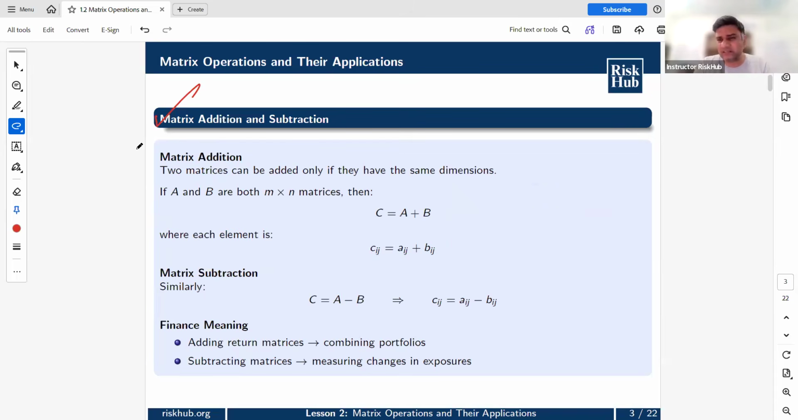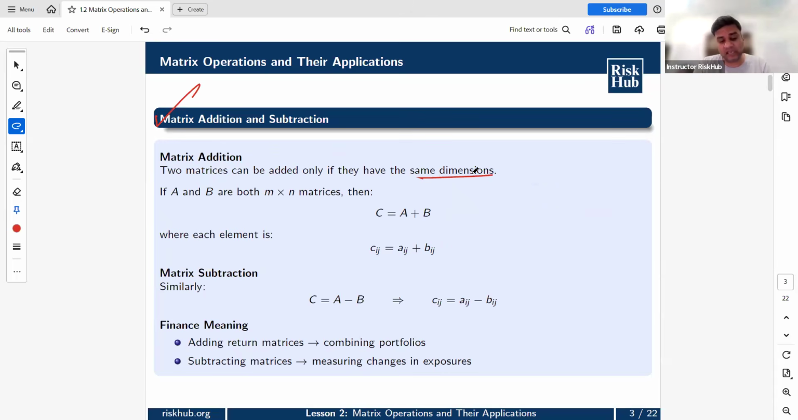So what is matrix addition? Simply, two matrices can be added only if they have the same dimensions, right? Why same dimension? Because addition means matching element with element, like adding in a spreadsheet cell by cell. If dimensions don't match, the system loses your interpretation, right?